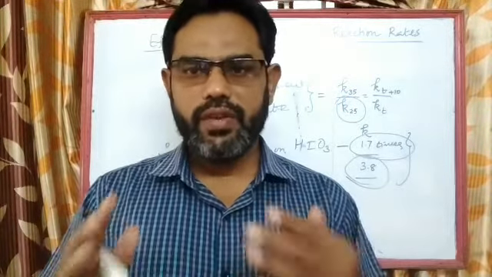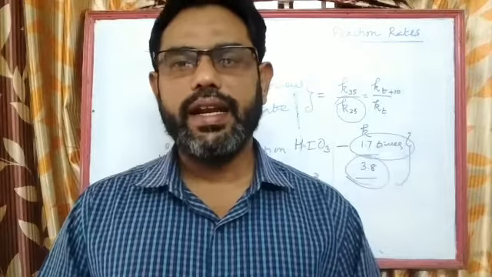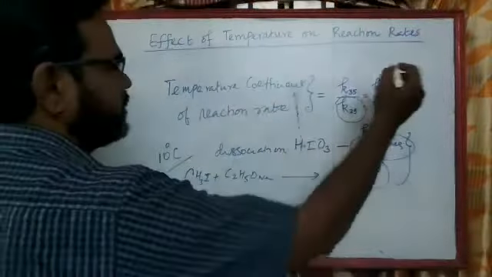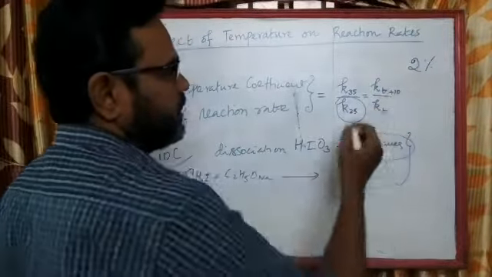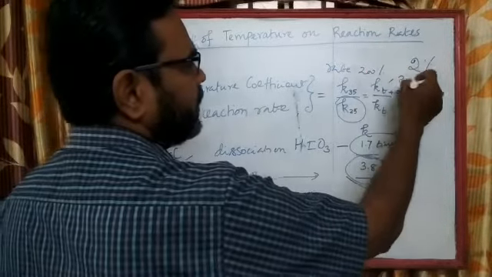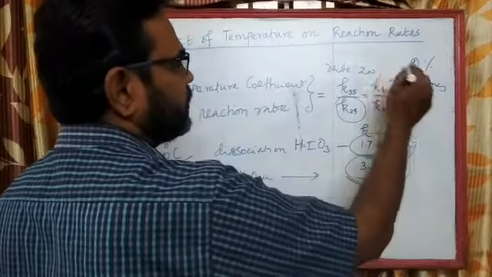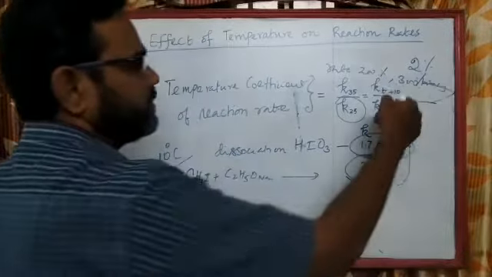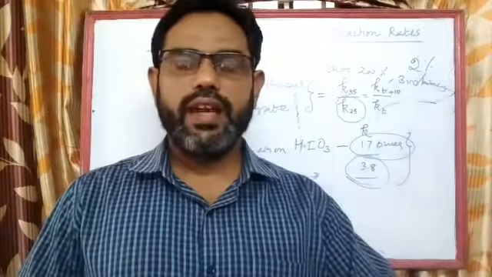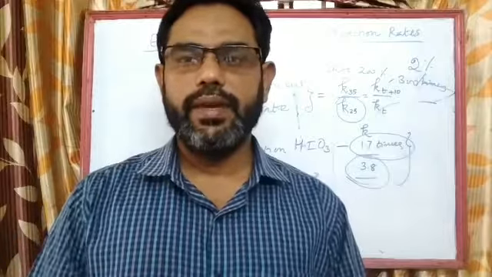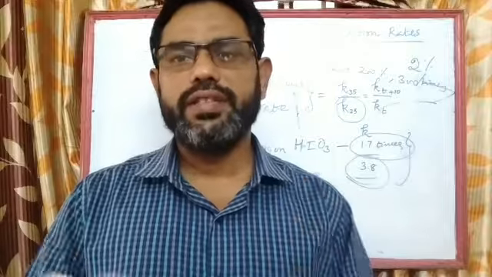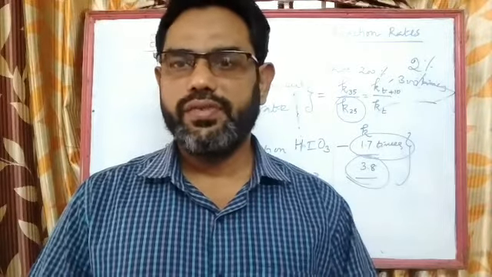When you raise the temperature by 10 degrees centigrade, the number of collisions increases only by 2%. The number of collisions increases by 2%, but the rate increases 200 times or 300 times, 200% or 300%. So there is no correlation between the rise of temperature and the number of collisions and the reaction rate. So these two are the limitations of the temperature coefficient of reaction rate.